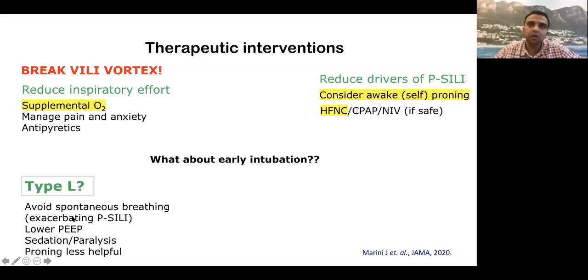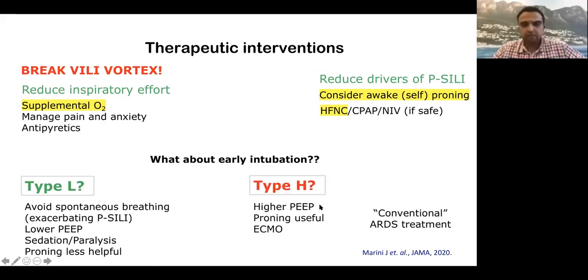You have to use a lower PEEP, unlike the traditional ARDS, where we want higher PEEP. Consider sedation and paralysis, and prone ventilation is not very helpful. Only in certain situations, maybe for a few minutes or a few hours, just to stabilize the patient. If things are very bad, it can improve the perfusion a little bit, but generally it's not useful.